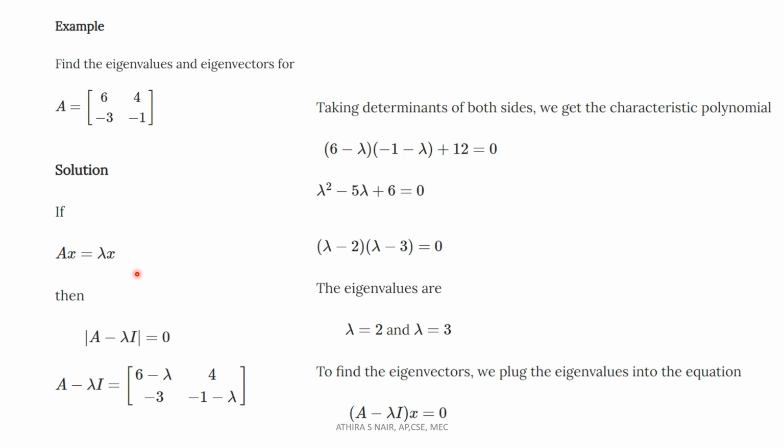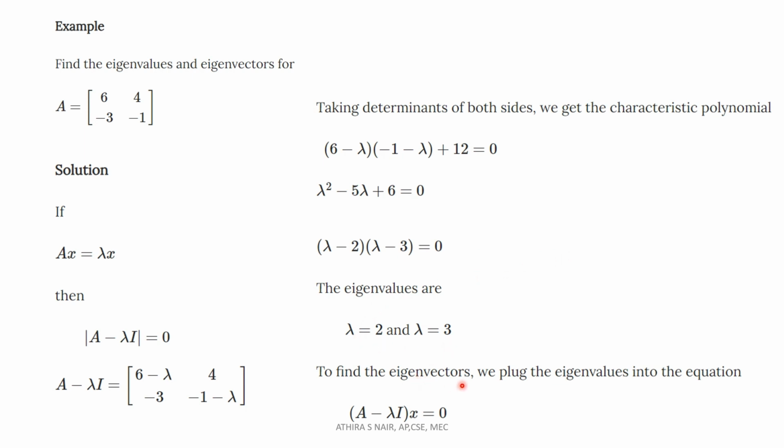If Ax = λx, then the determinant of A − λI is equal to 0. So A − λI is [[6 − λ, 4], [−3, −1 − λ]]. Taking the determinants on both sides, we get the characteristic polynomial: (6 − λ)(−1 − λ) + (−3)(4)... that is, (6 − λ)(−1 − λ) + 12 = 0. So λ² − 5λ + 6 = 0. So (λ − 2)(λ − 3) = 0. Therefore, the eigenvalues are λ = 2 and λ = 3.